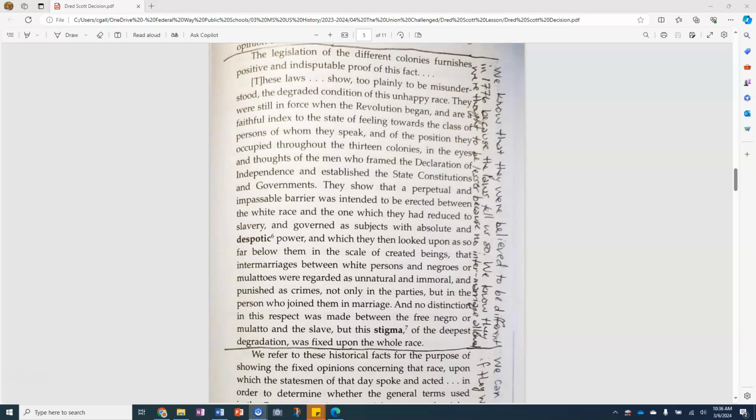Let's see. And which they then looked upon as so far below them in the scale of created beings that intermarriages between white persons and Negroes or mulatto, I'm going to pause there, even though I'm only partway through the sentence. So this is now the beginning of an appeal to what's called scientific racism.